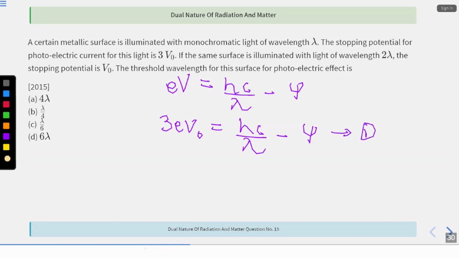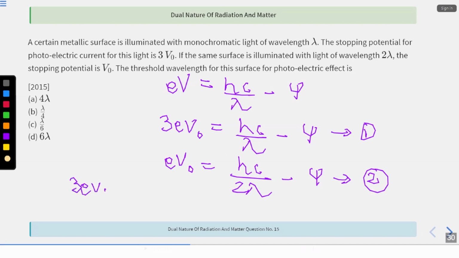And then we know that it becomes eV naught, but it is hc by 2 lambda minus phi. And then it becomes 3 eV naught, and that is equal to, from these two equations, I can tell that it is nothing but 3 hc by 2 lambda minus 3 phi. So what did I just do? I just add these up and then you get this to be our answer.